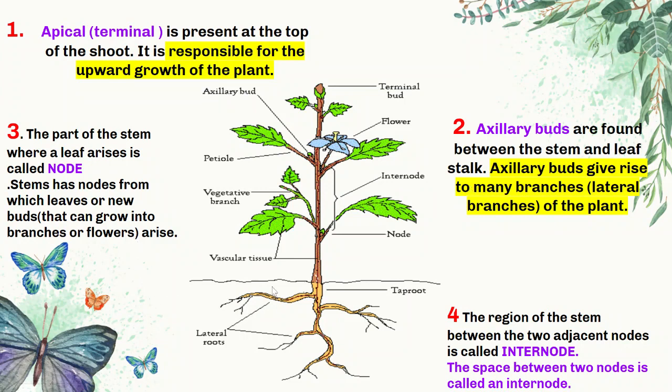Another term which we are going to introduce here is node. Do you know what nodes are? Children, the part of the stem where a leaf arises is known as node. You can see in the picture, this is the node. Stem has nodes from which leaves or new buds arise. And the region between two nodes is known as internode. The space between two nodes is known as internode. I hope now it is clear to you all.